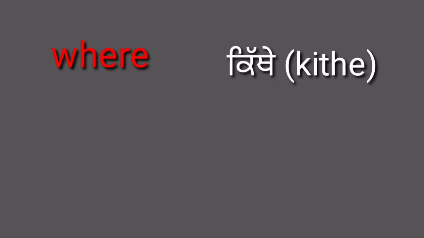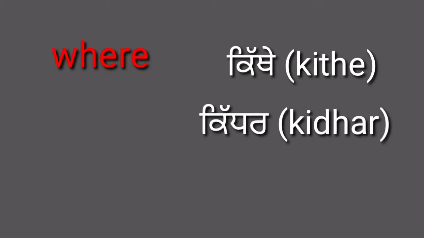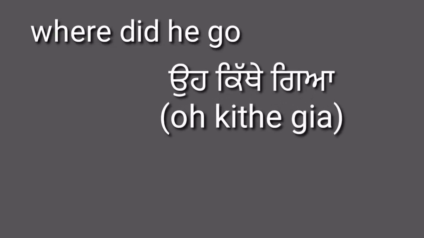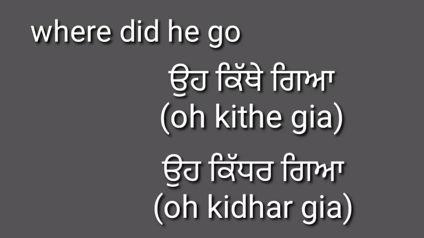So the next word is where. In Punjabi it is kithe, that's what you learn in the books, probably from a teacher. But there's another word we use, that's kiddar. Kithe and kiddar are the same thing. For example, where did he go? O kithe gaya, or you can say o kiddar gaya. O kiddar gaya, o kithe gaya, which means where did he go?